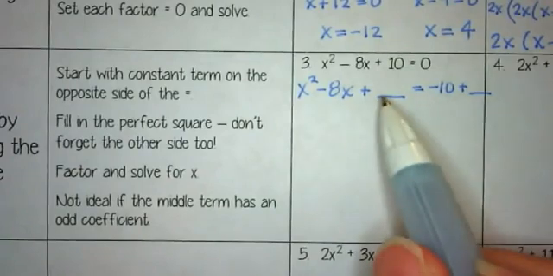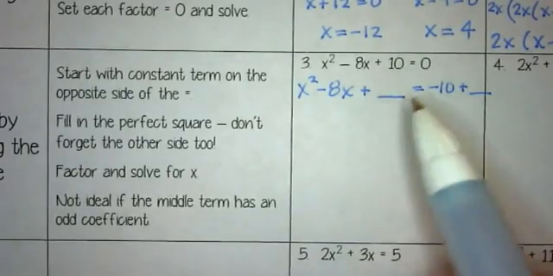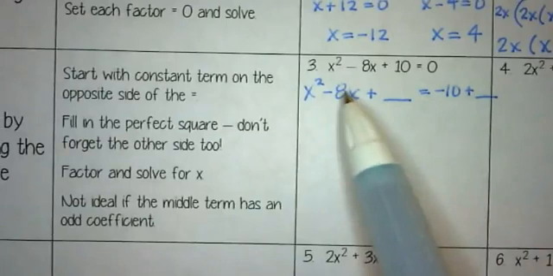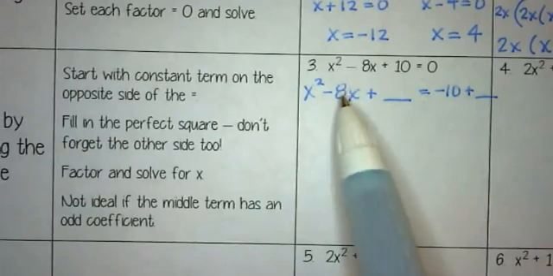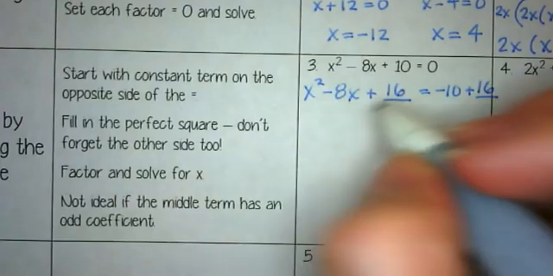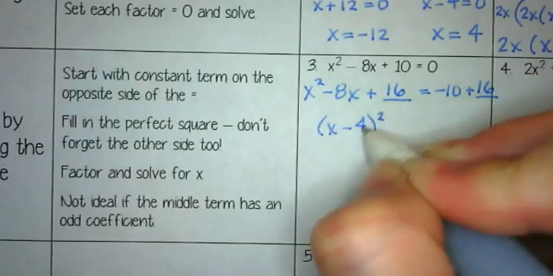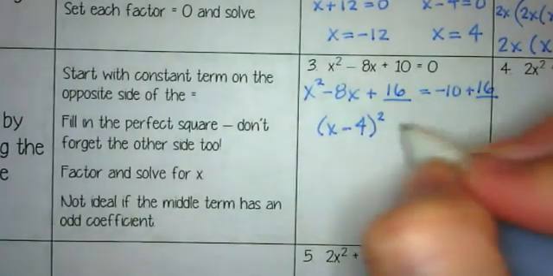Now I know I can figure out what goes here because I need half of this number squared. So half of negative 8 would be negative 4. Squared would be 16. So I'm going to fill in 16 to both sides, because whatever you add to one side you have to add to the other. So now this would get factored to be x minus 4 squared, which was the whole idea.